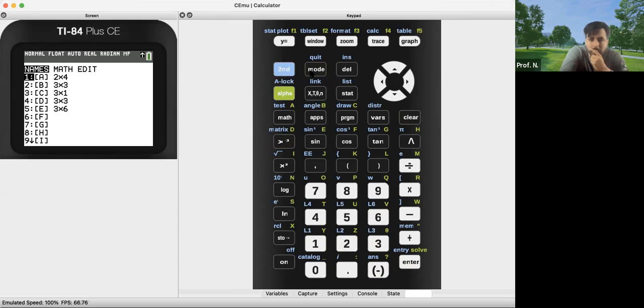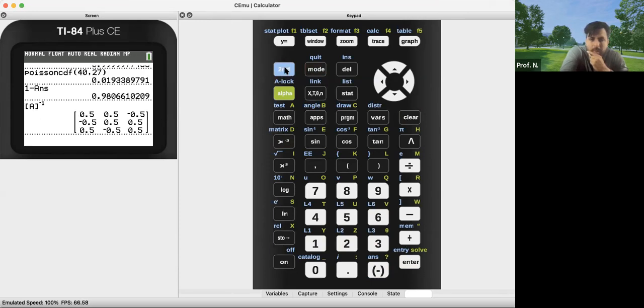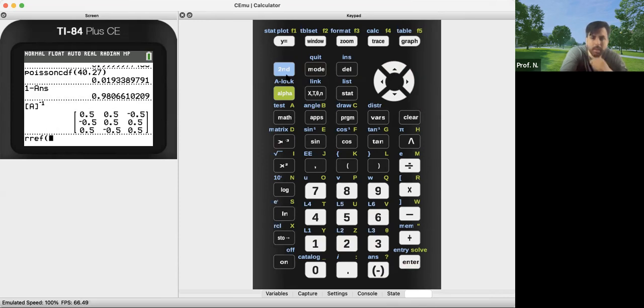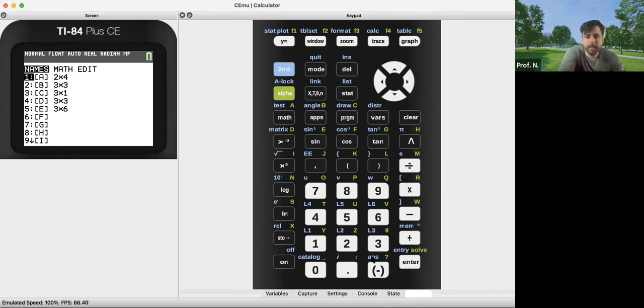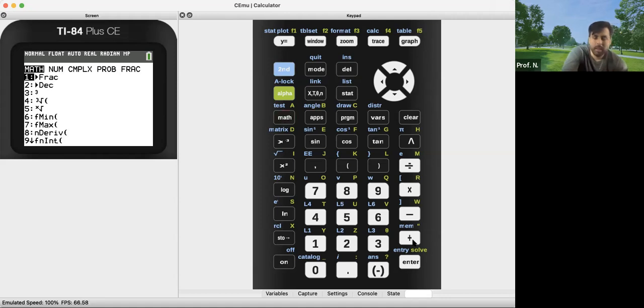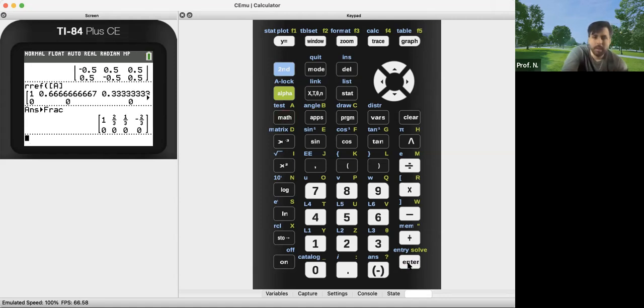We first do the row reduced echelon form. So second matrix, go to math, and we go to row reduced echelon form, and I want to get the row reduced echelon form of the matrix A. And when I do so, I want to make sure I can see what's happening here. So I got this matrix here. I got 1, first row, 2/3, 1/3, -2/3, and then I got 0, 0, 0, 0.